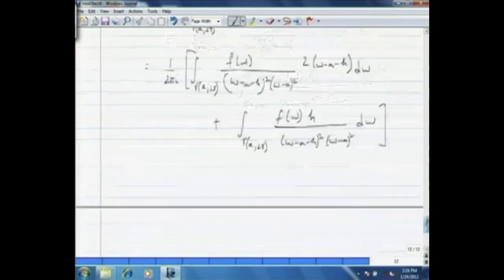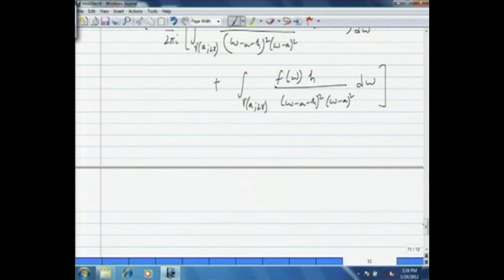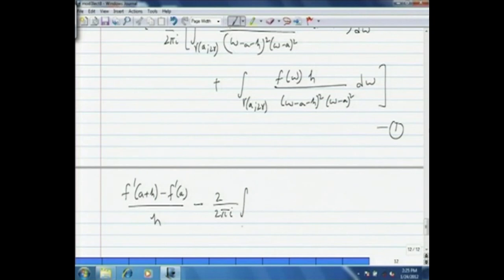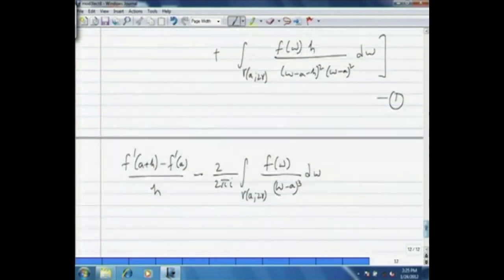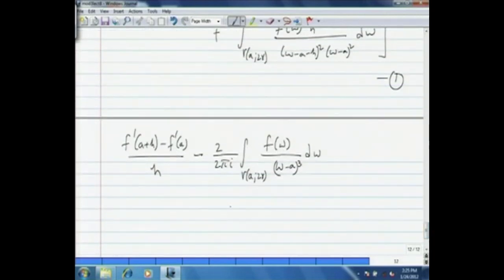Now we are estimating this quantity. Let us estimate (F'(a+h) - F'(a)) divided by h. This expression 1 is the expression here. And then let us subtract 2 by 2 pi i times the integral over gamma_{a,r} of f(w) divided by (w - a) cubed dw. So this is the desired expression. We wish to show that in the limit this expression is equal to this expression, with a plus sign rather. So this is what we wish to show. Let us estimate this difference.